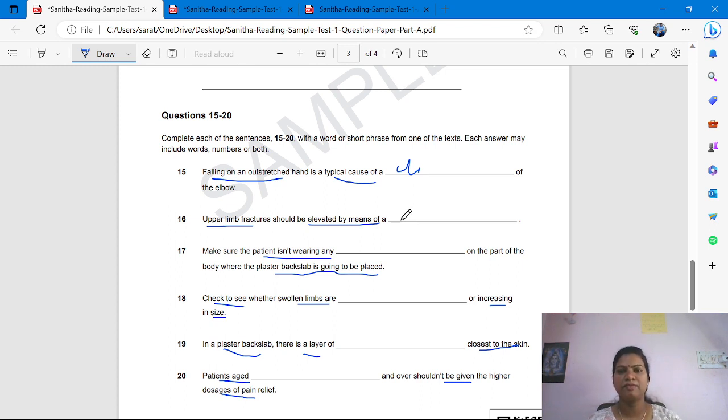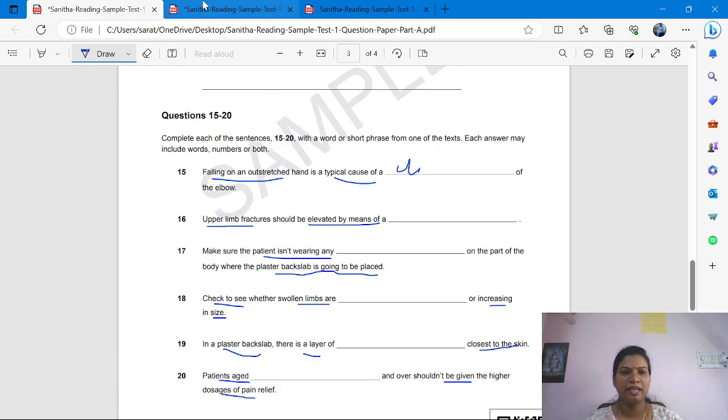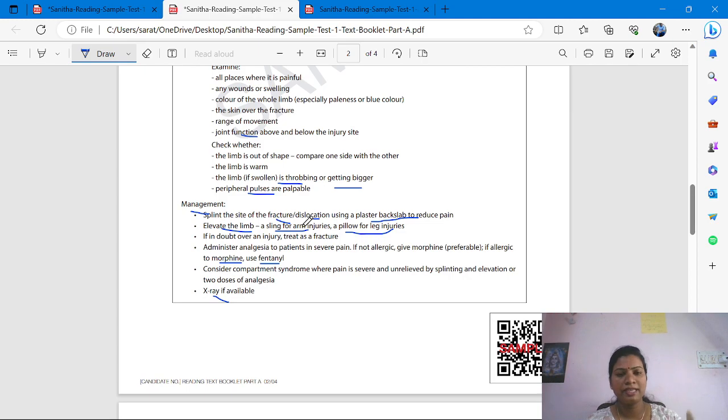Just imagine, before putting any plaster back slab, we have to remove the clothes and ornaments. That we usually do. So just imagine either dress or ornaments. Then what we have to do, we have to go to the question booklet. They are saying about the plaster back slab.